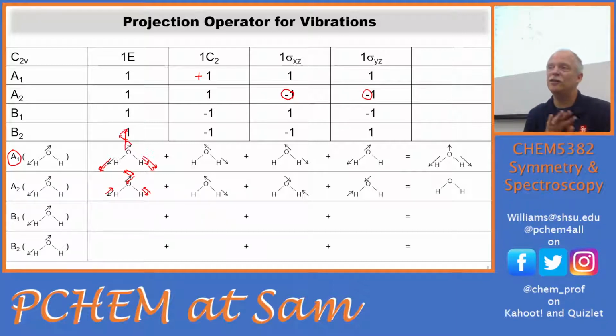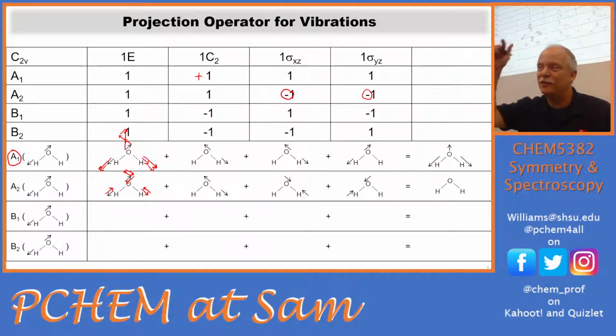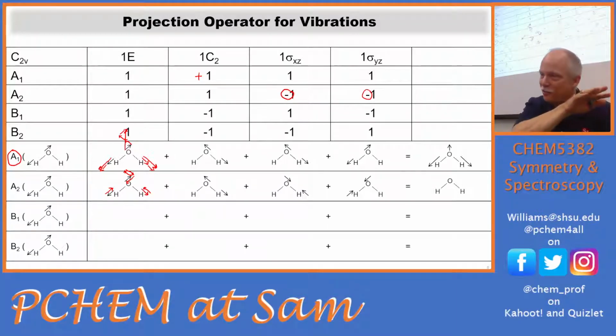So this tells me there is no vibration under A2. I knew that from the previous thing, A2 was 0. But this, even if I did the projection operator through that imaging element of the character table, I wouldn't have a vibration associated with it. That's really cool. Yeah. Let's do the B1.